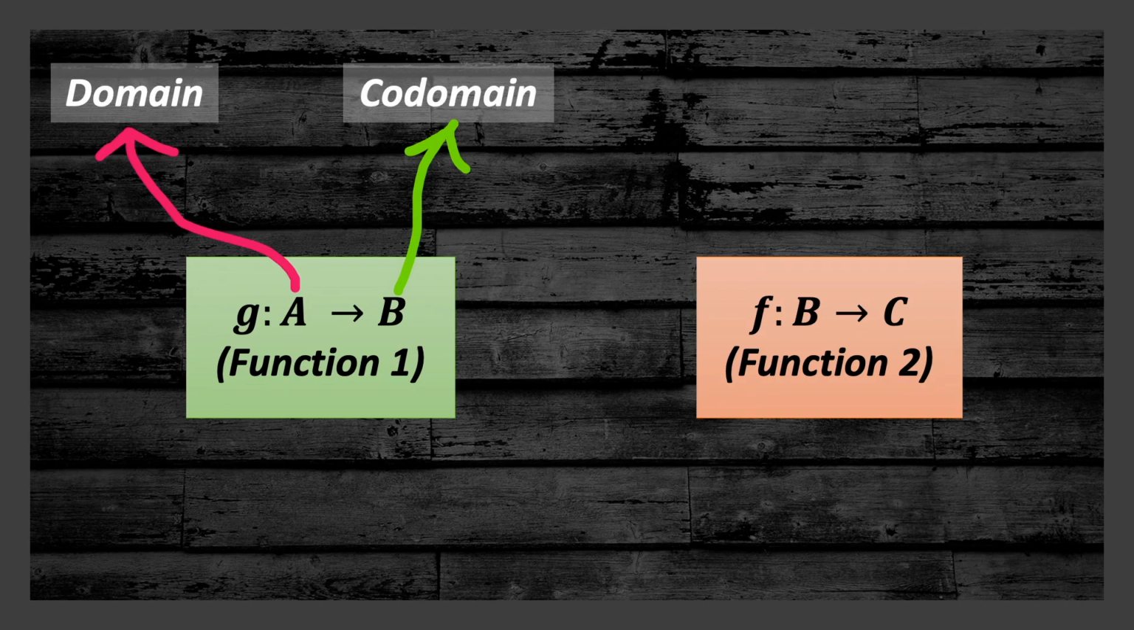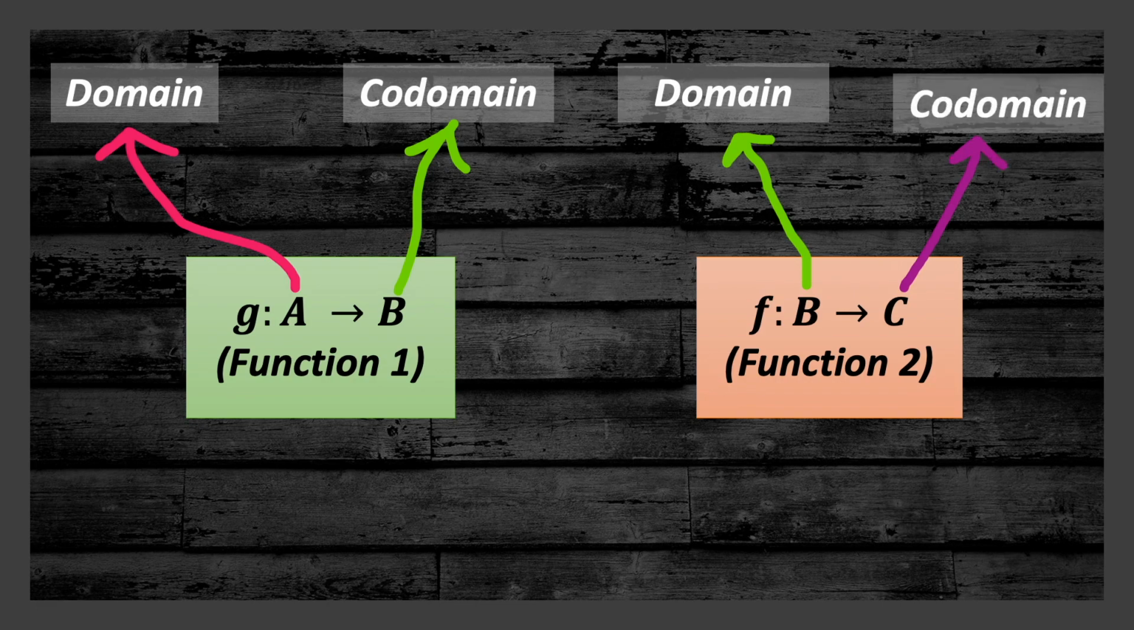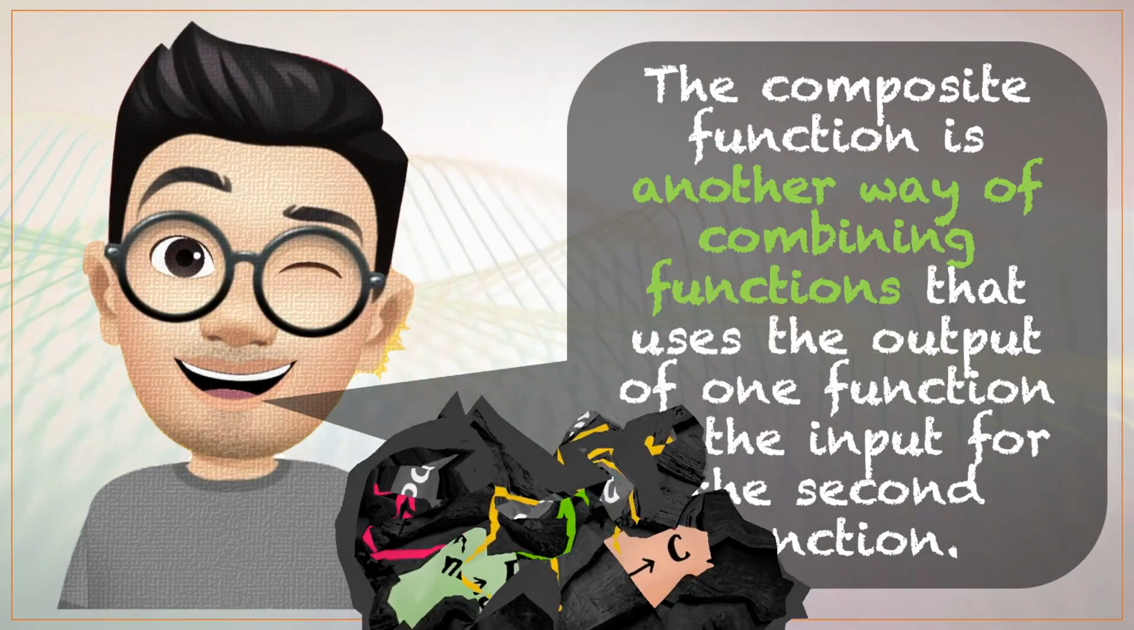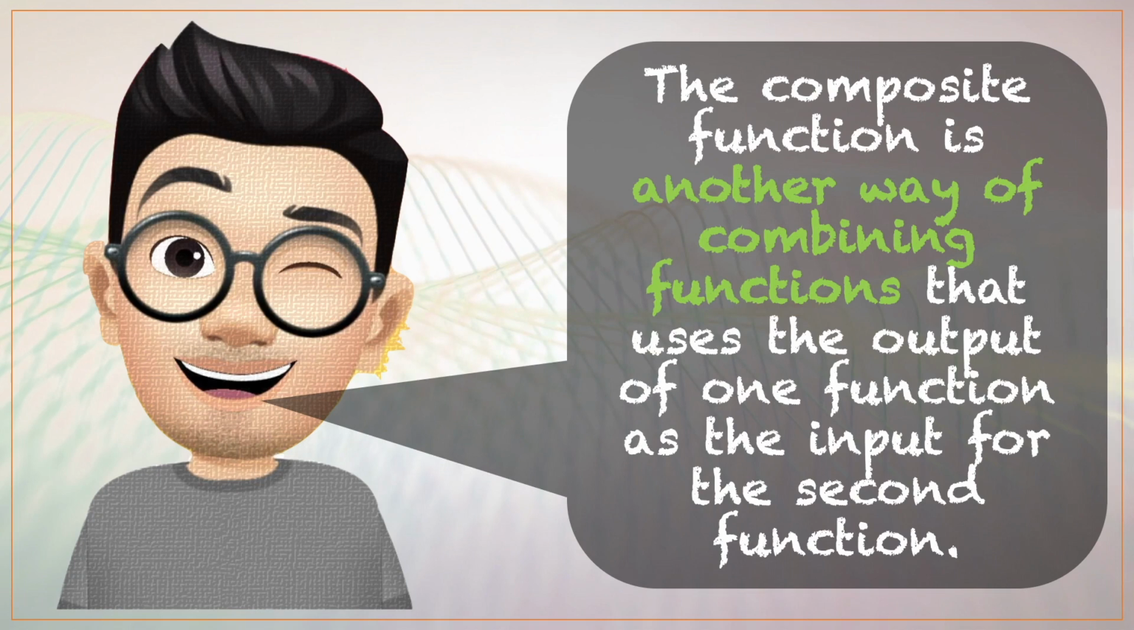We learned that small letter a and small letter b represent every member or element of domain and codomain respectively. The second function is represented by f. The capital letter B is its domain and the capital letter C is its codomain. From this illustration, it looks like the codomain of g, which is B, is the domain of f, right? This is because of the principle behind composite function.